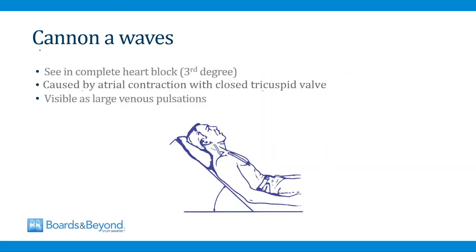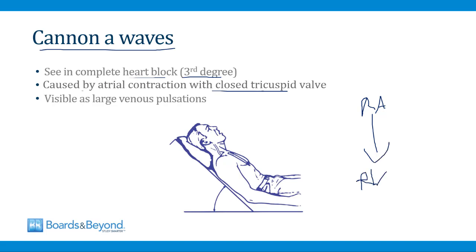You should be familiar with Cannon A waves, which are a finding on physical exam in patients who have complete heart block or third degree heart block. These occur when the atria contract against the closed tricuspid valve. So normally, when the right atrium contracts, the tricuspid valve is open and blood can be pushed into the right ventricle. However, in complete heart block, the atria and the ventricle are out of sync. They are depolarizing at different times, and sometimes the right atrium will contract, but the tricuspid valve will be closed. When that happens, blood will be pushed upward towards the neck, and you can see this on physical exam. It's called a Cannon A wave.